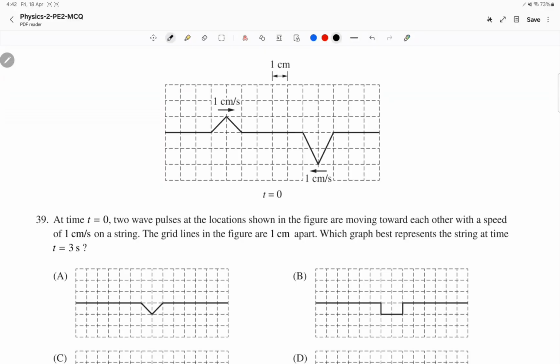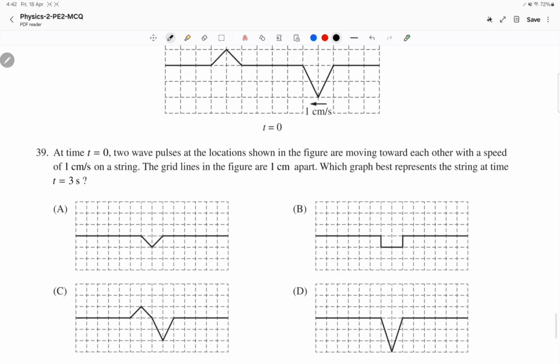Question 39. At time of 0, the two wave pulses at locations shown in the figure are moving toward each other with a speed of 1 centimeter per second on the string. The grid lines in the figure are 1 centimeter apart. Which graph best represents the string at time of 3? First of all, are they going to interfere constructively or destructively? I don't know. Destructive, because one is a crest, one is a trough. So they're going to reduce each other. Yeah.